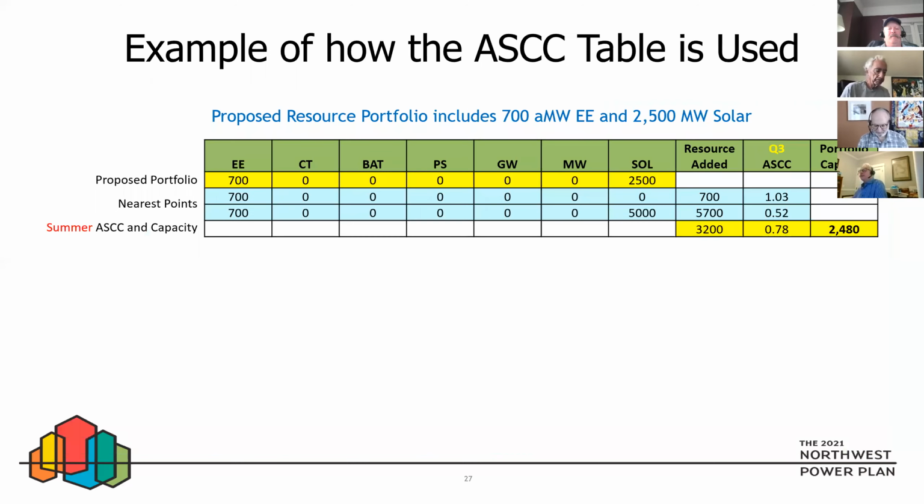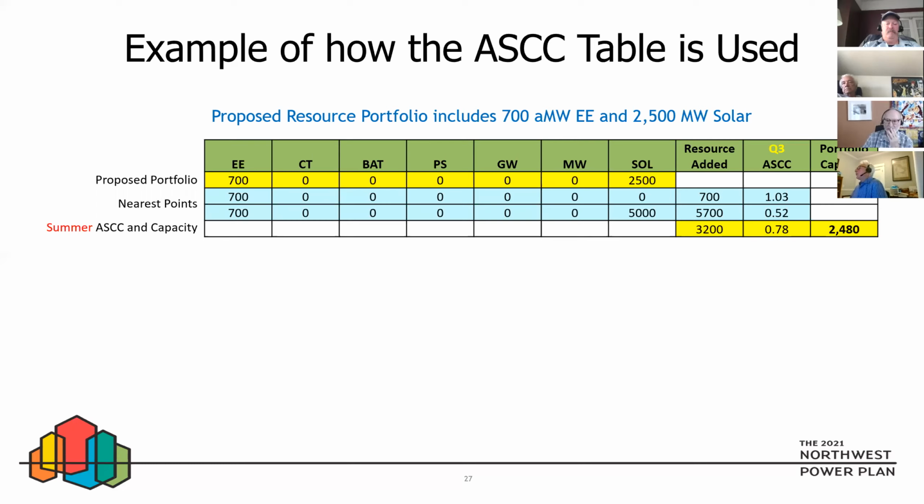Let me do an example. I think that's the best way to do it. Let's say I have a proposed portfolio that is very simple, just 2 resources. I want 700 megawatts of energy efficiency, measured as energy in this case, and 2,500 megawatts of solar. That's the yellow line, first row there. I want to find out what the net capacity gain is for the summer for that particular portfolio. I picked the 2 nearest points in the table. The first point has only 700 megawatts of EE. The next point has 700 megawatts of EE and 5,000 megawatts of solar. I picked them because they're easy. The portfolio that I want happens to be right between them.